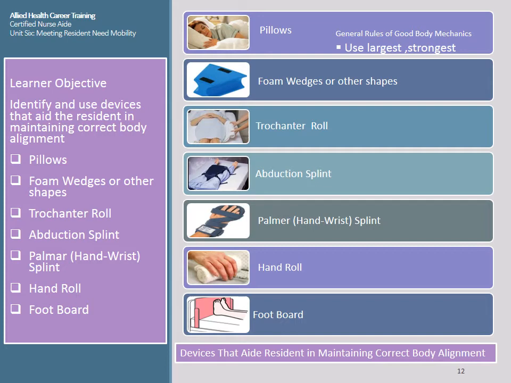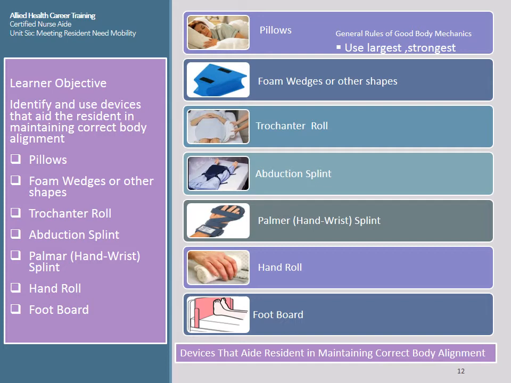Some of the devices that we will be using are going to be pillows. We can place pillows in different areas to avoid having pressure on some parts of their body for a long period of time. We also use foam wedges and other shapes of foam to help to relieve pressure. As you notice in the slide, there are also some other ones that are included.